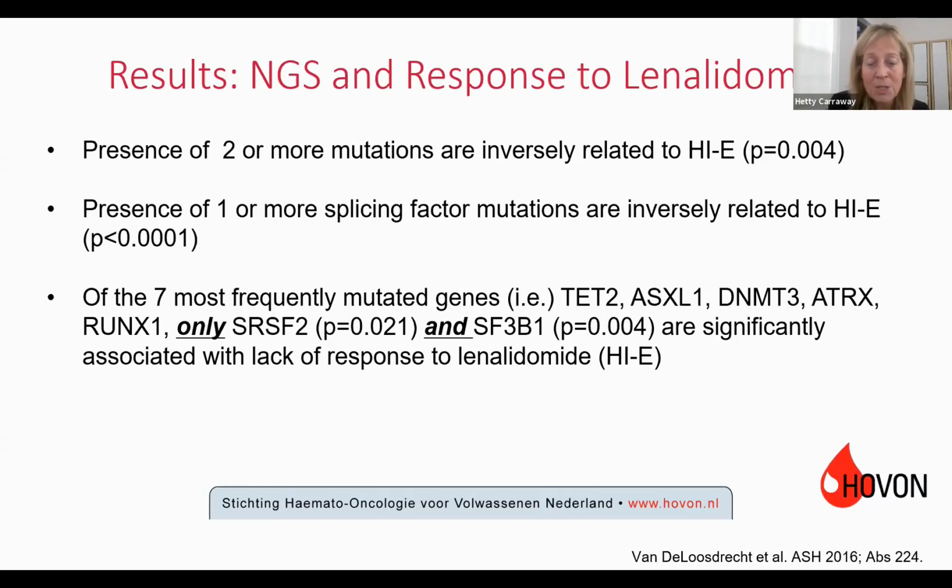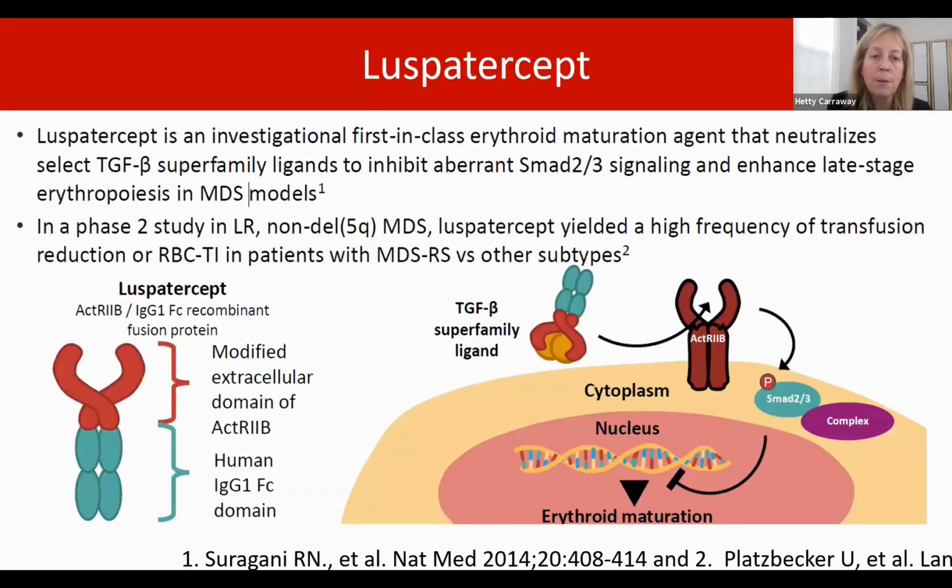What are some of the mutations that we know to help inform us? We know that the presence of 2 or more mutations are inversely related to an erythroid hematologic improvement in those patients that are on lenalidomide. And we also know that the presence of splicing factor mutations are inversely related to an erythroid hematologic response. So these are, again, clues that help us to pick and choose who might benefit from what therapy and how to better steer to one therapy versus another.